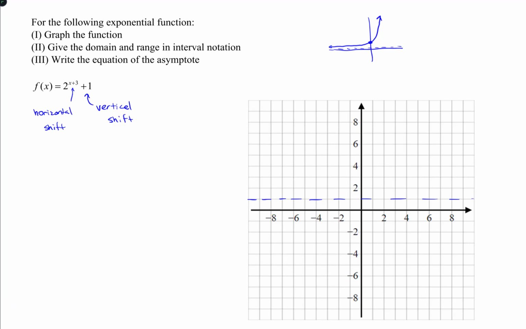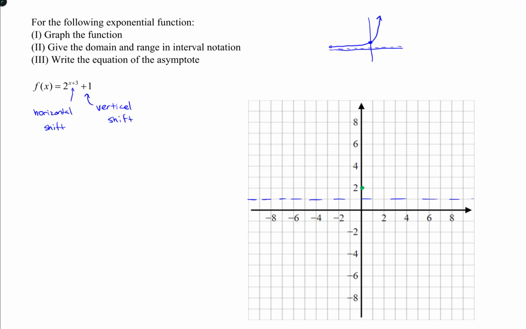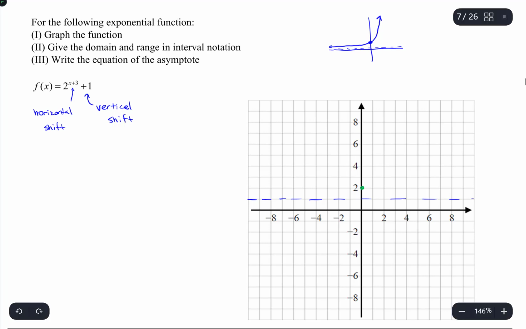All right, now a horizontal shift, what that's going to do is take the point that would have been 1 unit above the asymptote and shift it 3 units, and in this case it's going to go to the left because horizontal shifts go in the opposite direction of their sign. So that's going to go to this point right here, which is now at -3, 2, instead of at 0, 1.